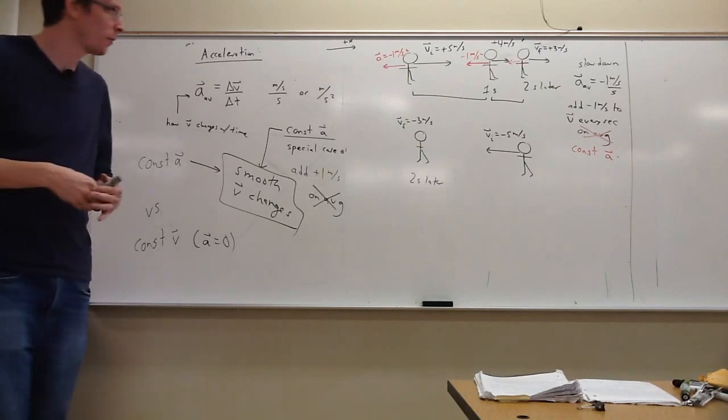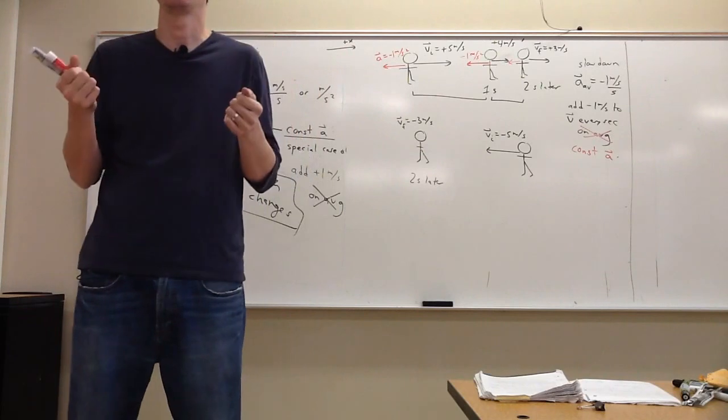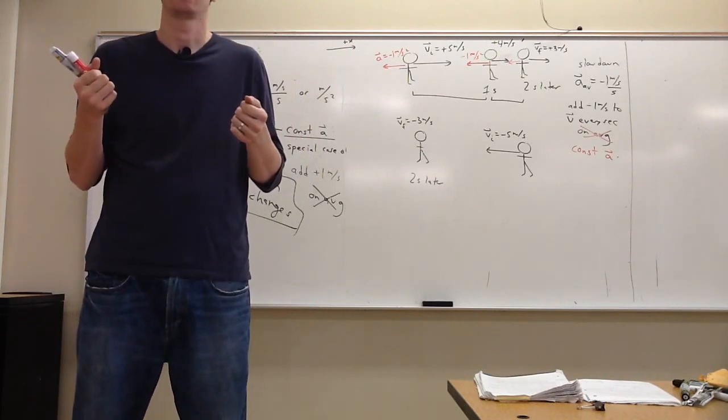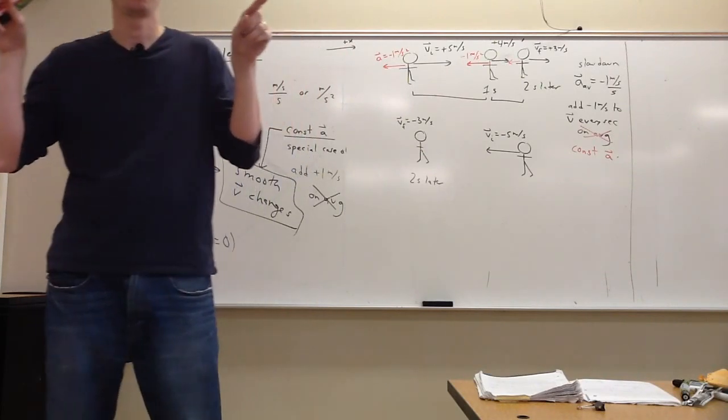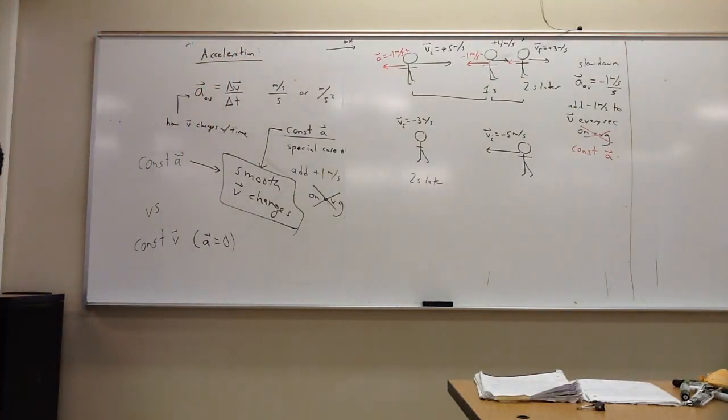Well, let's try it again. How many people think it's speeding up? Okay, how many people think it's slowing down? Okay. There's 3 people, 4 people, 5 people. That is correct. Okay? This thing is slowing down.